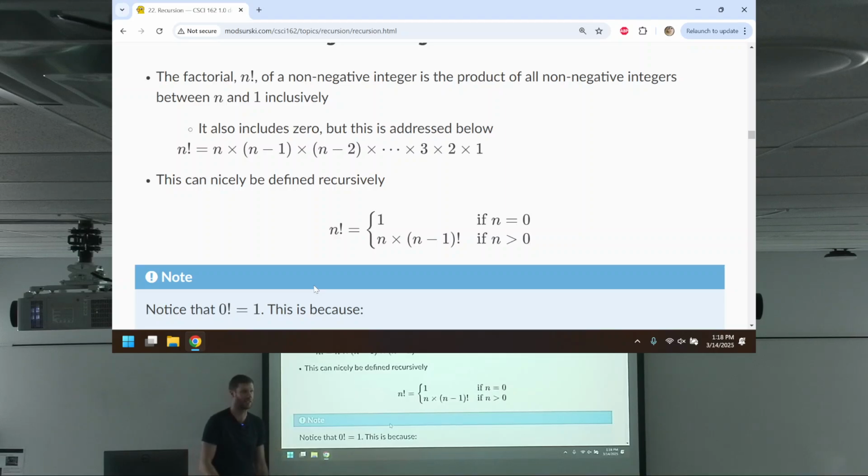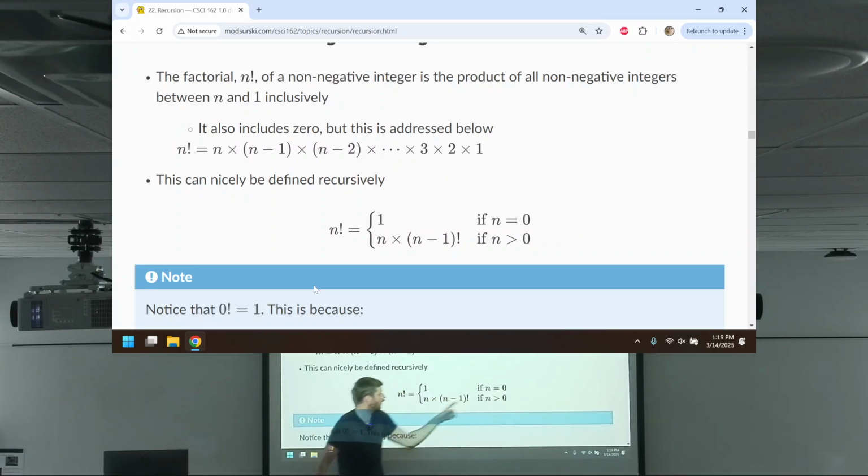This is often how you see it defined. N factorial, if n is 0, it's 1. If n is greater than 0, it's n times (n minus 1) factorial, right? That's the recursive thing, right? So if I say, what's 3 factorial? Well, you go like, well, 3 is greater than 0, so it's 3 times 2 factorial. What's 2 factorial? It's 2 times 1 factorial. What's 1 factorial? It's 1 times 0 factorial, which is 1. So 1, 1, 2, 6, yeah, and so on.